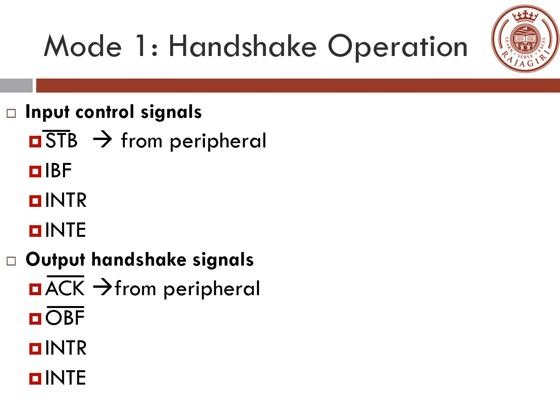The STB signal in the input mode will be coming from the peripheral IO device, and the input buffer full will be coming out of the peripheral IC chip, which is the 8255A.